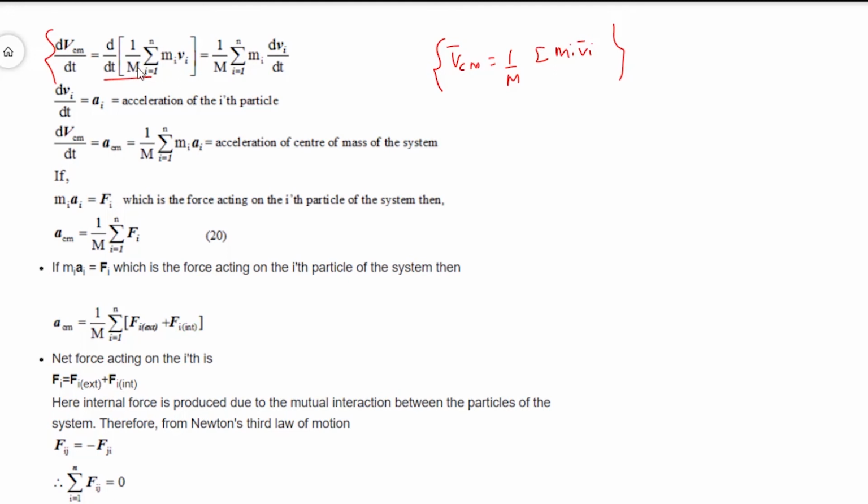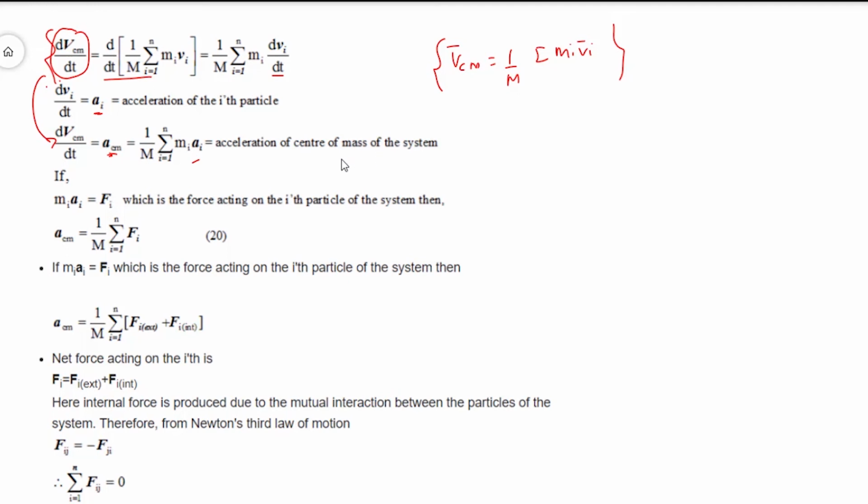Again I can take M outside, and inside the summation m_i outside for each term, and this becomes summation of m_i d by dt of v_i. To the left we have d by dt of V_CM, that is a_CM, and d by dt of v_i is going to be a_i. So putting back the values, I'll get a_CM is 1 by M summation m_i a_i.